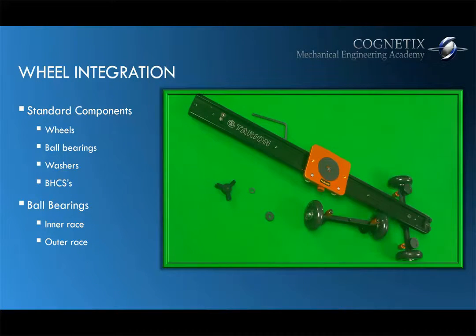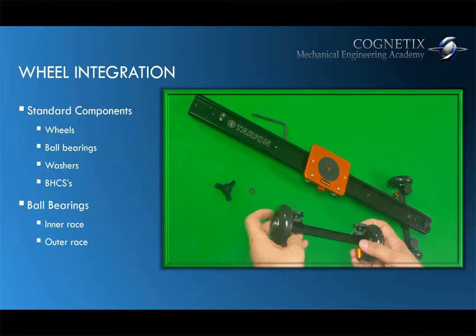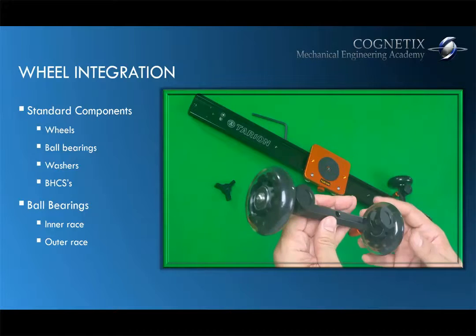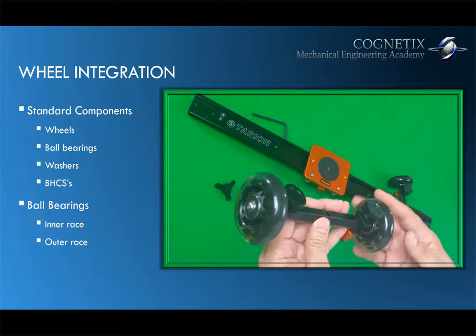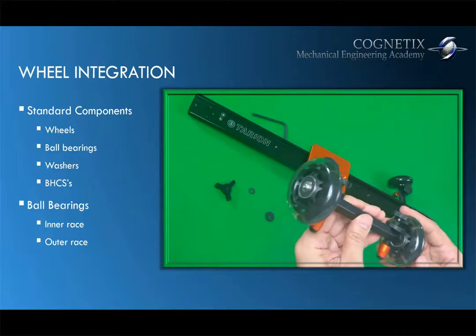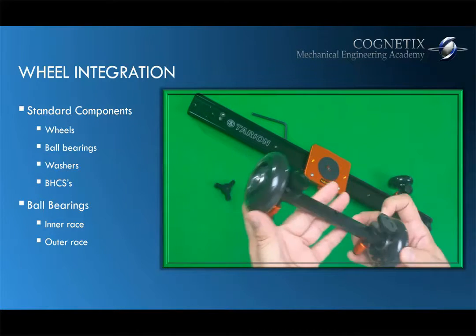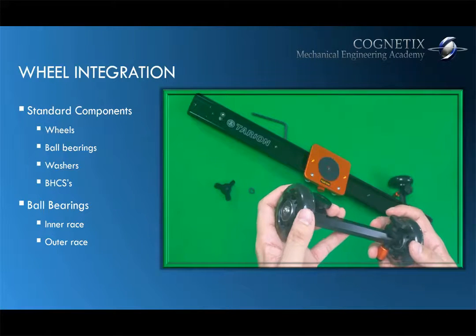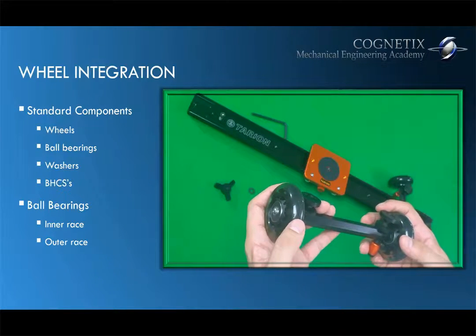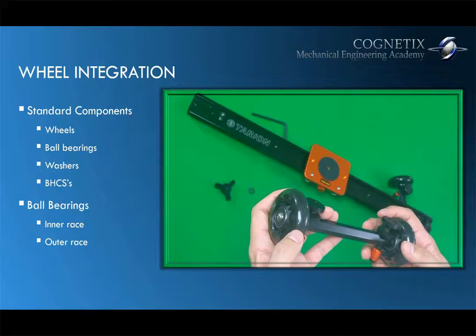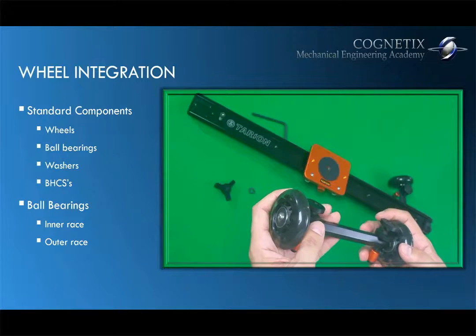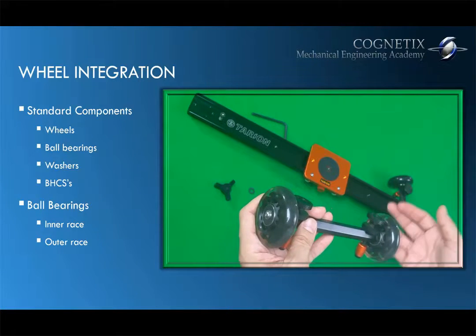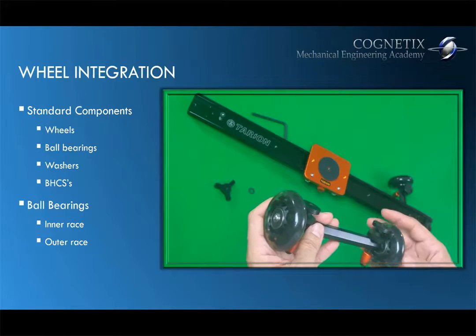Okay, let's go ahead now and talk about how the wheels are integrated into this product. Not only the wheels, but also other standard components that have been integrated into this product. What we mean by standard component is a component that already exists. Sometimes it's called off the shelf. You can go to a website or a company and buy these products. They have already been designed and they're already in production.